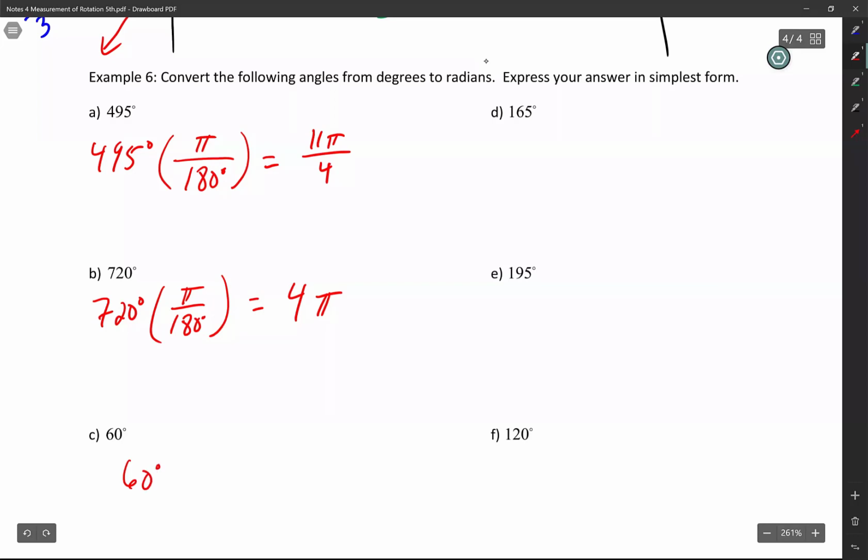60 degrees. Multiply that by pi over 180. 6 goes into 18 3 times. So this must be pi over 3. Okay. 165. Multiply this by pi over 180. You guys get the gist. Too simple.